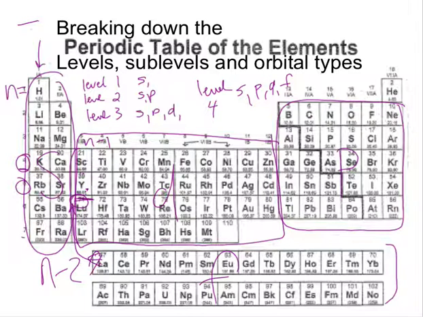So on level 5, there's theoretically supposed to be 5 orbital types. We just don't know them yet. According to the quantum theory and quantum numbers and all that jazz, there should be a G. They talk about G. We just don't know about G right now. So there is that connection.